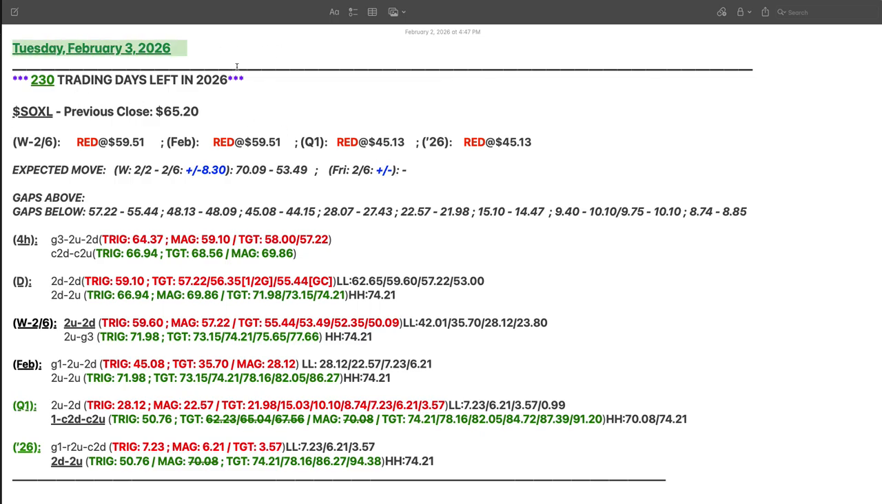Right, so for Tuesday, February 3rd, there'll be 230 trading days left in 2026. The close price on Monday, February 2nd was 65.20, and we know that the week and the month have opened at 59.51. So we would have to go below that level to flip the week and the month red.